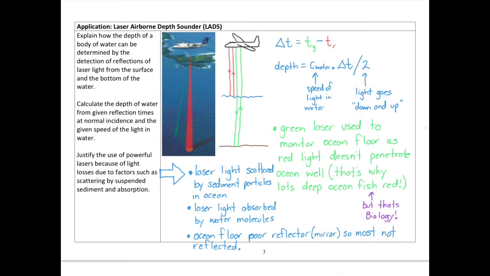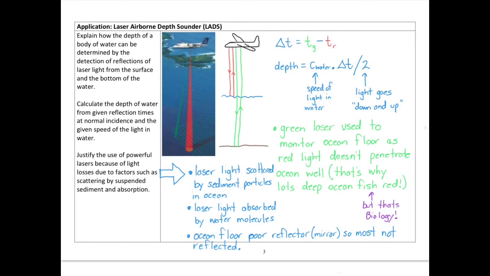So then, if we know the speed of light in water, or the speed of electromagnetic radiation, in this case green laser light, in water, we can use distance equals speed times time. So depth equals the speed of light in water times the time. We've got to divide by 2 though, because the light goes down and then comes back up. So that's the process used to work out the depth of the water, and that's happening on a continual basis. A couple of points about this.